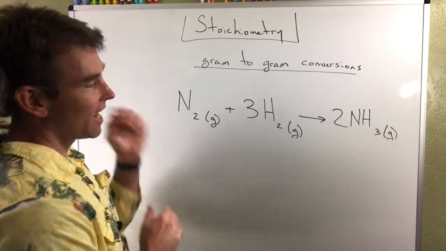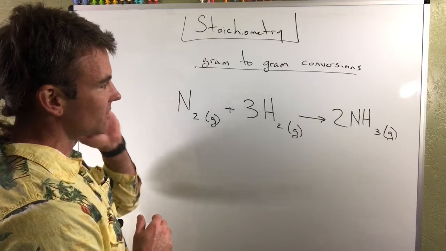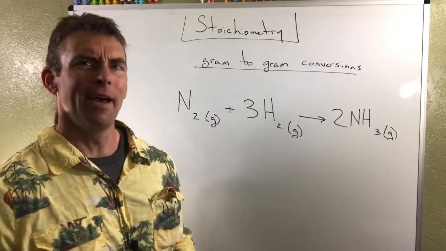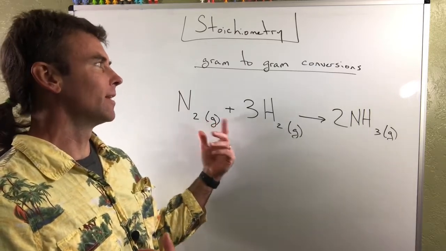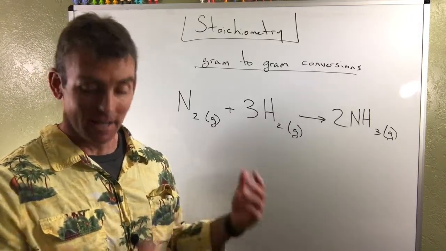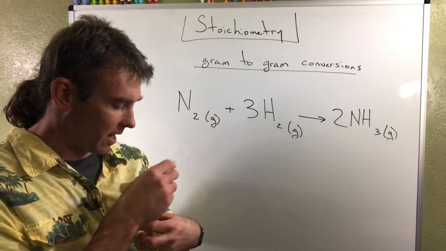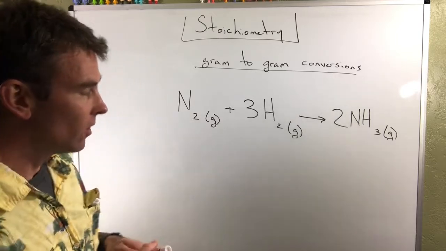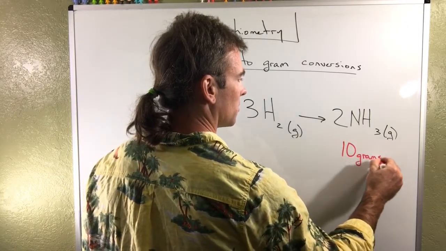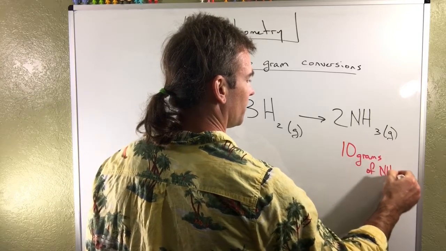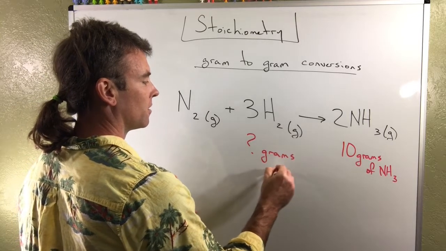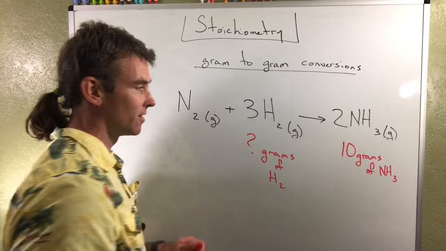So first of all, let's say that I start with, what's an interesting thing to start with? Let's say that I know that I formed a certain number of grams of ammonia, and I want to figure out how many grams of, let's say, hydrogen that I might have used, right? And I could, of course, go the other way. It really doesn't matter. All we're going to be using is these ideas of ratios. So let's say that I have 10 grams of NH3, and I want to know how many grams of H2 that would have been required, right?